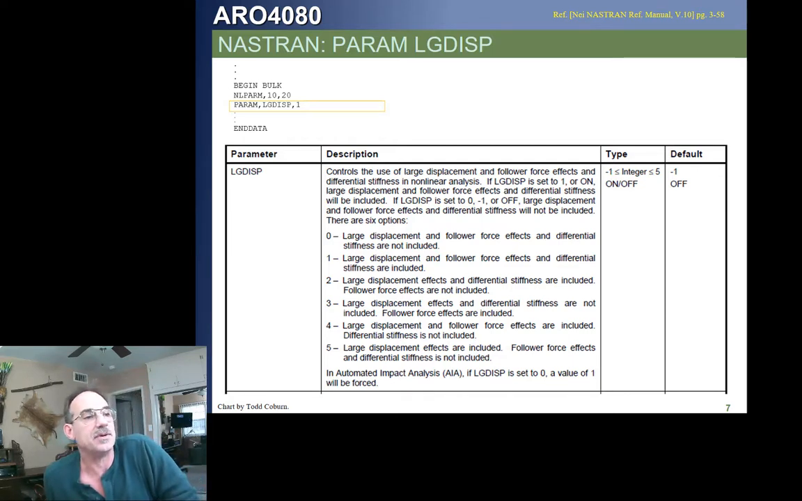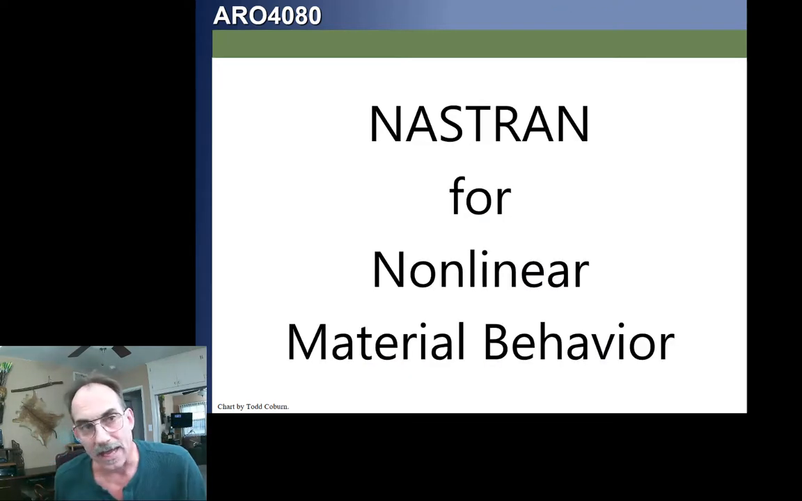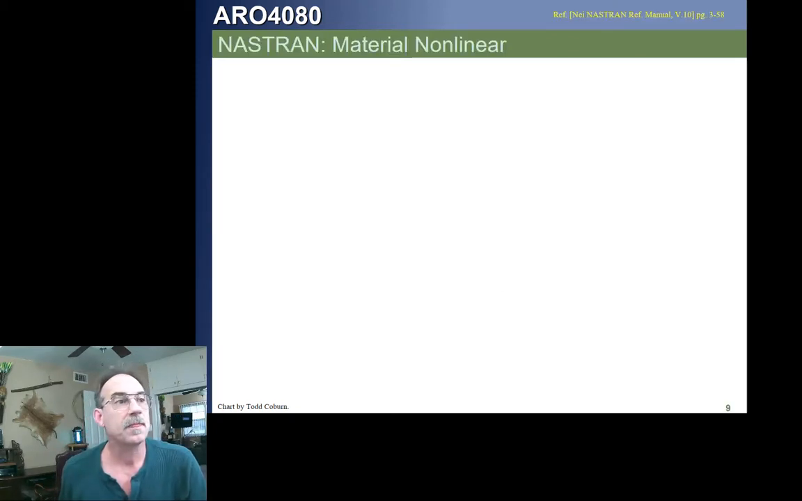You're welcome to play with these as you like. We're going to just stick with the large displacement parameter being 1 for our purposes, okay? So the next one we're going to look at is nonlinear behavior for materials.